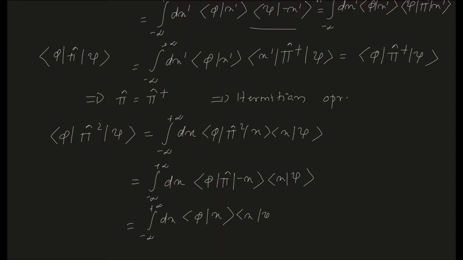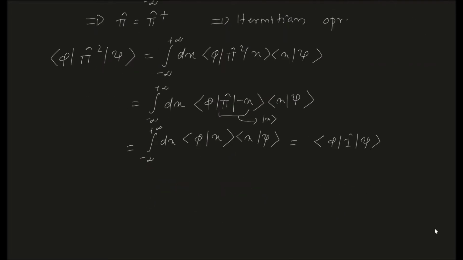Then we have x psi. So this is because this will give, by definition, x. Okay, so we have phi, then an identity operator, then psi, right? So it tells you that the action of the square of the parity operator is equivalent to an identity operator.